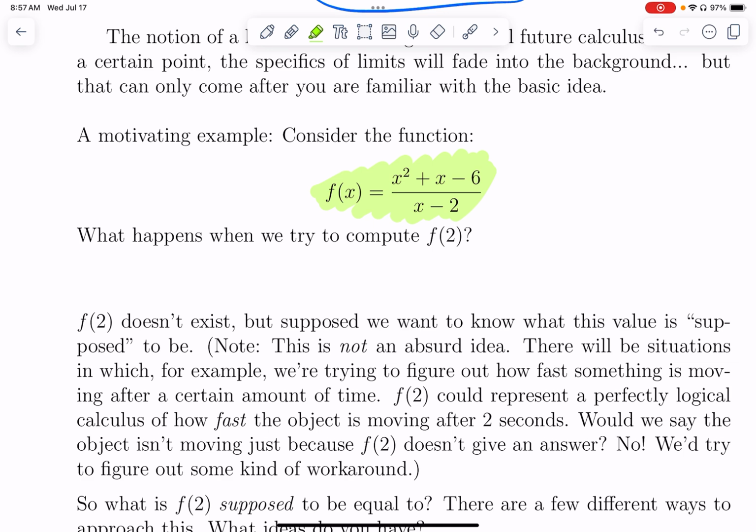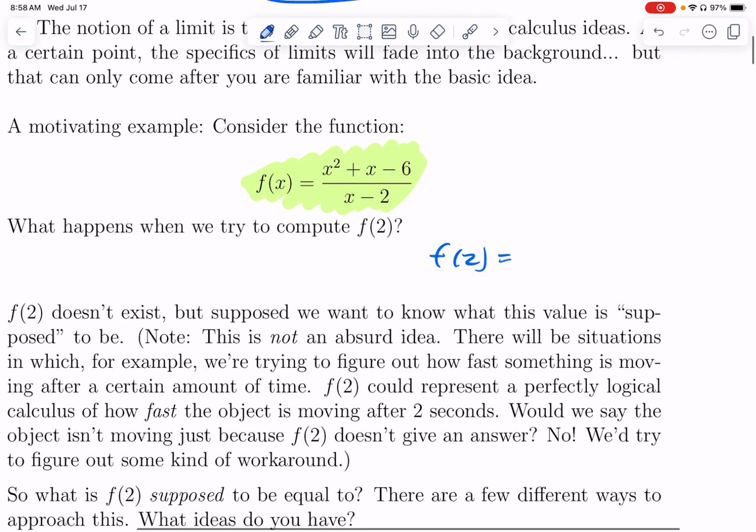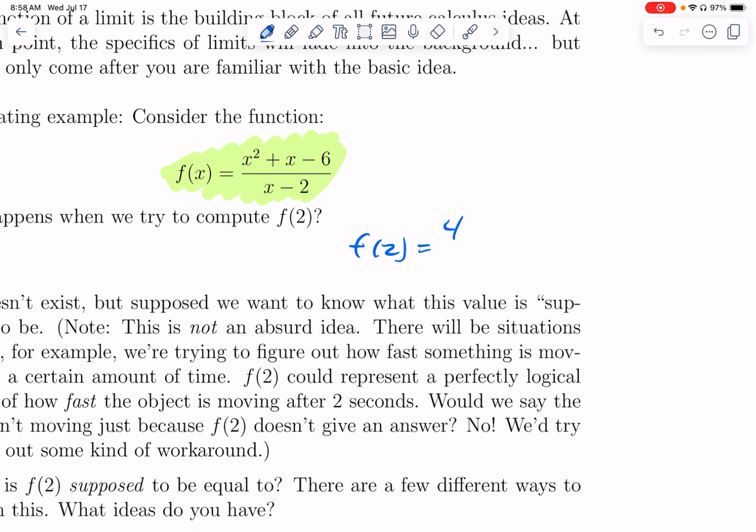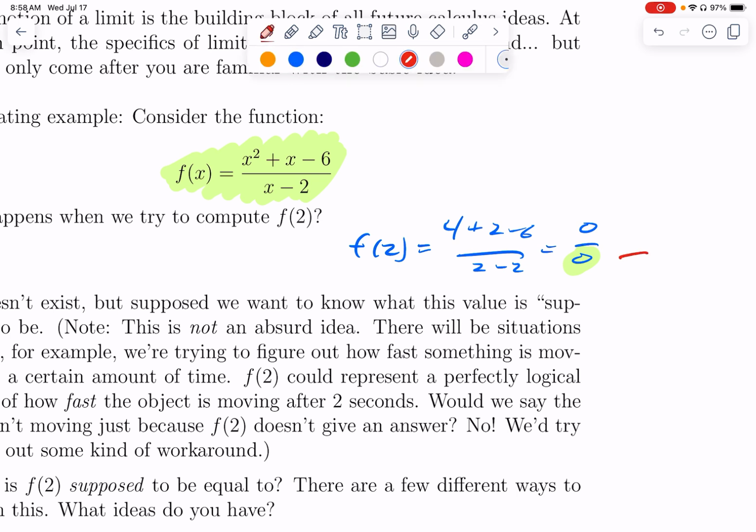It's a rational function. The numerator is x squared plus x minus 6, and the denominator is x minus 2. So what happens if we try to compute f of 2? Just pause and tell me what happens. All right, so I'll plug this in. I have 2 squared plus 2 minus 6 over 2 minus 2, which is 0 over 0. And here's the thing. The 0 in the numerator is not really a problem, but we know we can't divide by 0.